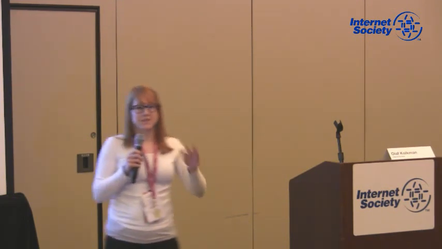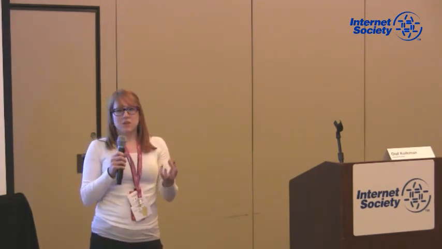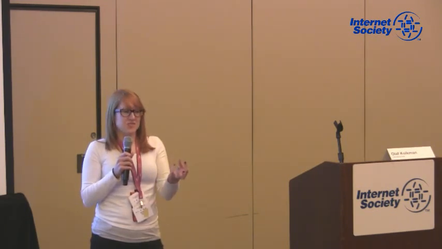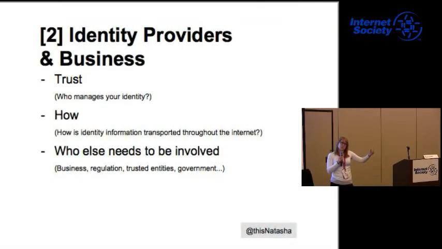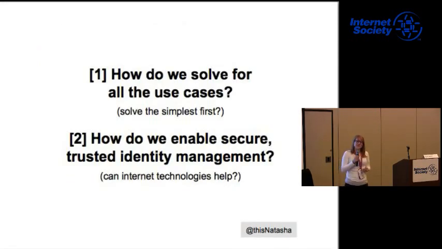My byline there is solving the simplest first. At least with the group that I work in at W3C, the WebMob group, we tend to try and take everything down to the lowest common thing and solve for that. In this case, the lowest thing with regards to identity might be just logging in. Can we just get login right? And if we did, would we then be able to extend that? Would that be possible? I don't know exactly how it works here, but we can talk about that. And then how do we enable secure trusted identity management, given what I was talking about earlier with reference to some ways of transporting? So cool, I'm done.